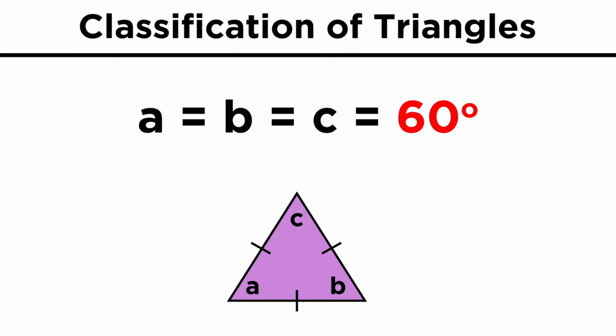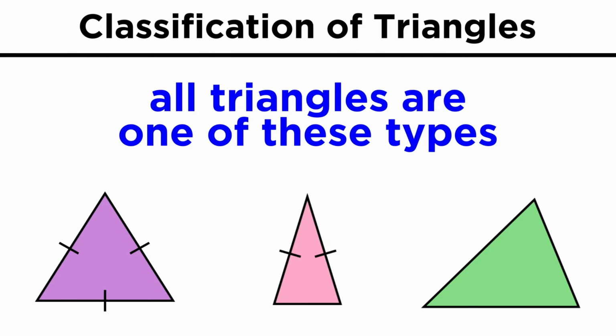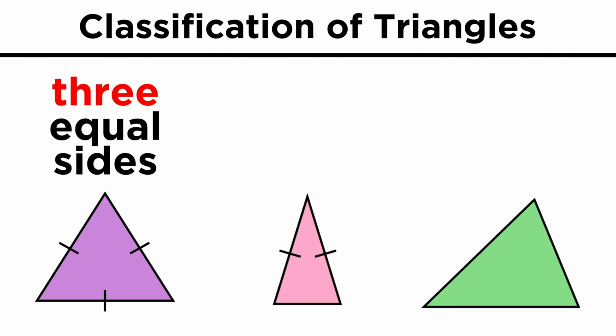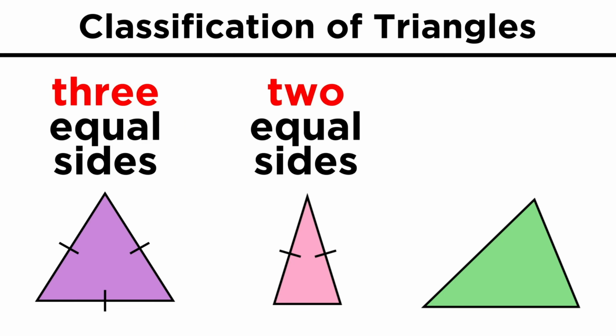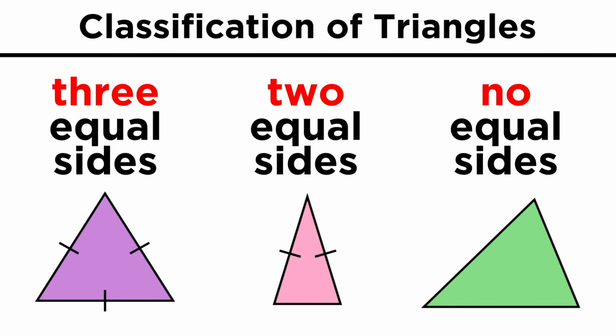Since the three identical angles must add up to 180 degrees, each angle must therefore be 60 degrees in an equilateral triangle. Every triangle must be one of these three types, because if they have three sides, it must either be the case that they are all the same, two are the same, or none are the same, as those are all the options we have.